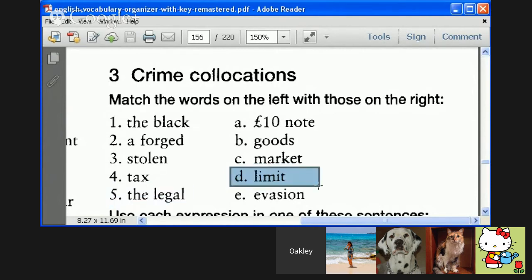For example, another collocation, the speed limit. If you're driving, you cannot go over whatever, 60 kilometers an hour. That's the speed limit. So if you get a ticket, or at least in English-speaking countries, it says he drove over the legal speed limit or over the legal limit.